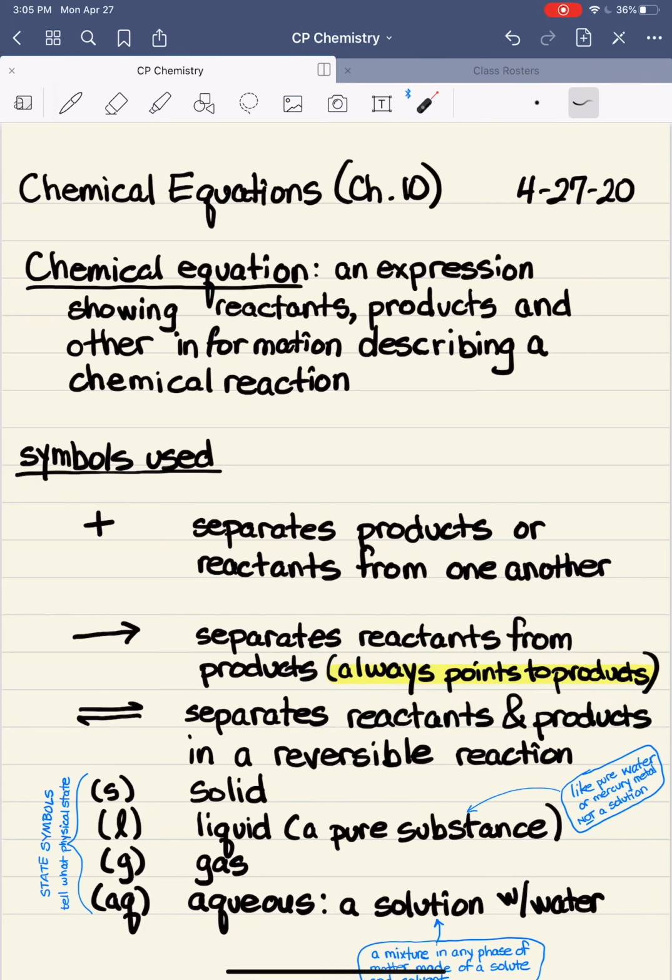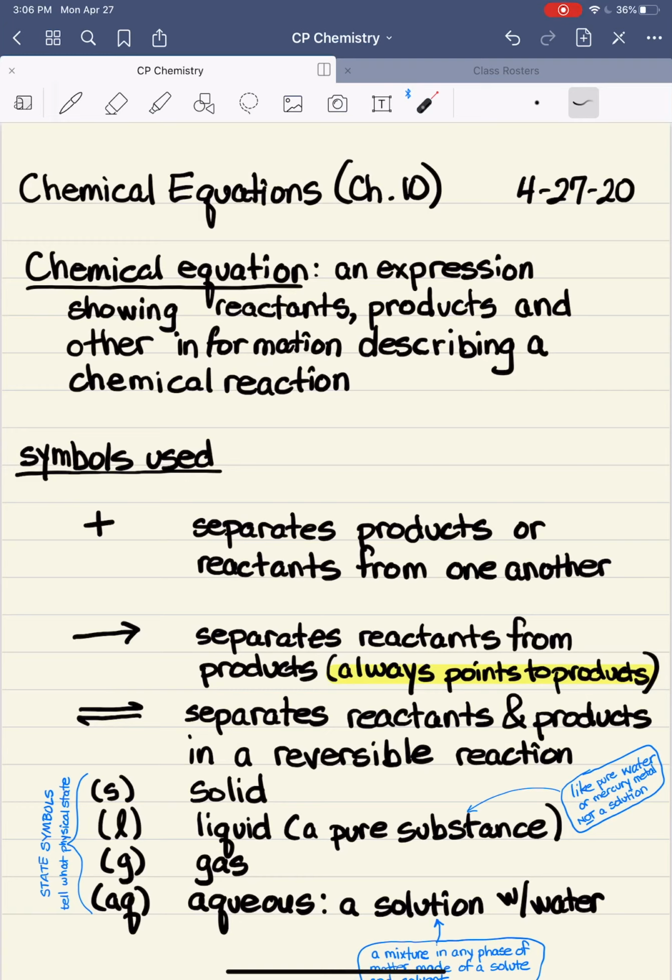Now, products of a reaction are the things you get. You can think of a chemical reaction like, say, a recipe. The ingredients in a recipe are like the reactants. The final product, your chocolate chip cookies, those are the products.